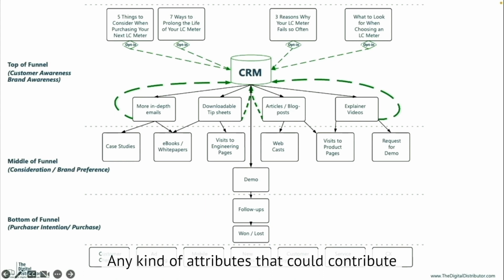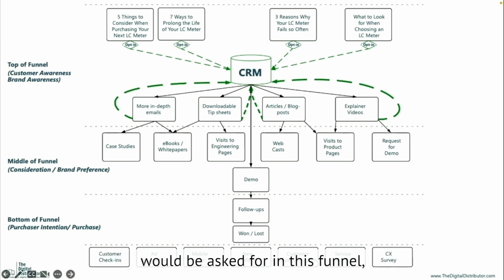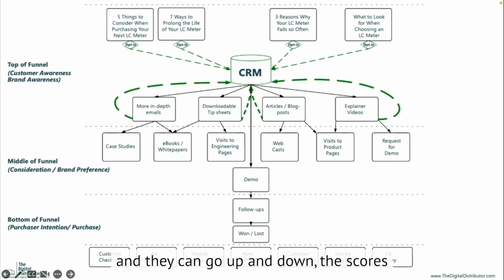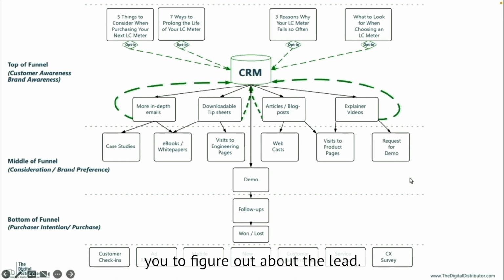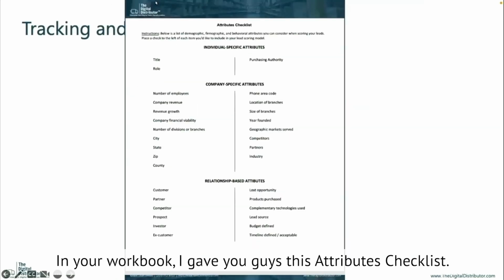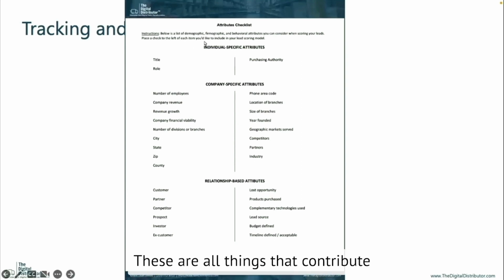Any kind of attributes that could contribute to your lead score would get figured out in this funnel, would be asked for in this funnel, and the scores can go up and down depending on what your salespeople want you to figure out about the lead. In your workbook, I gave you guys this attributes checklist. We're not going to fill it out, but I just want to go through it briefly with you. These are all things that contribute to the value of the lead.